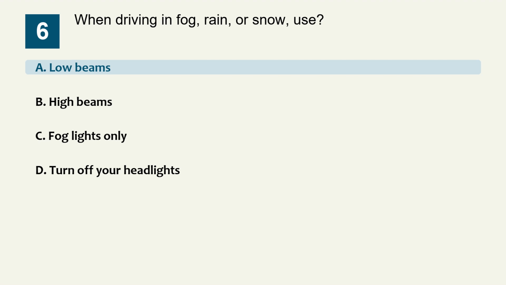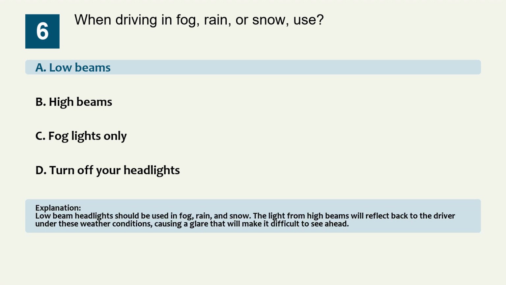The correct answer is option A, low beams. Low beam headlights should be used in fog, rain, and snow. The light from high beams will reflect back to the driver under these weather conditions, causing a glare that will make it difficult to see ahead.